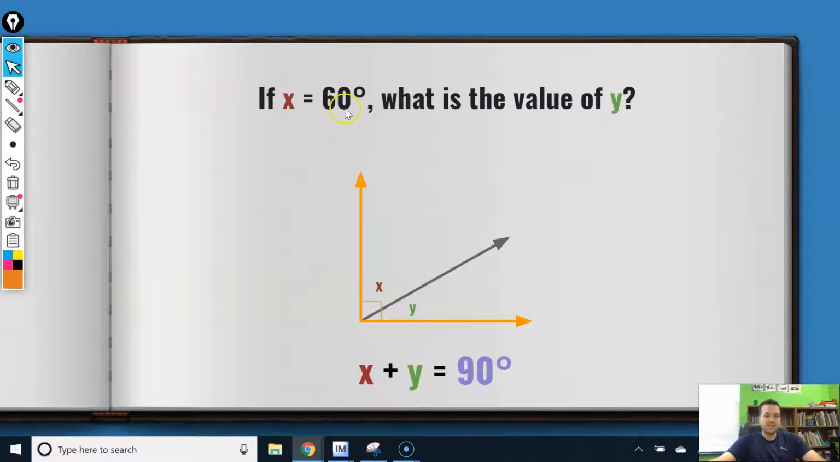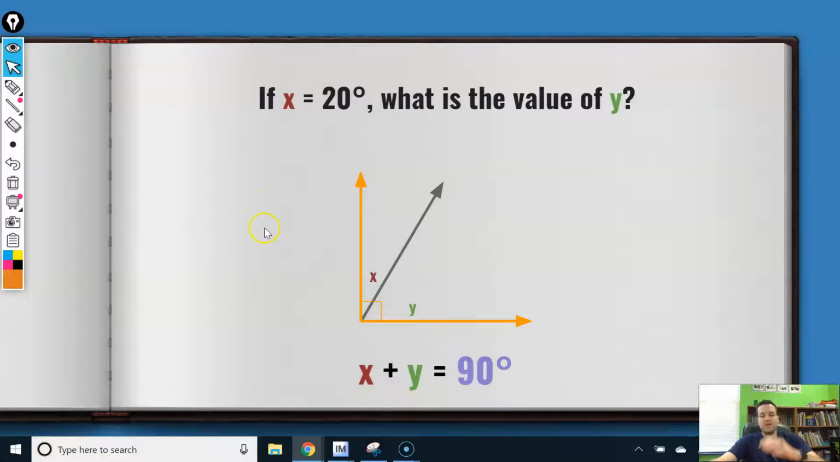So if x equals 60 degrees, what's the value of y? I actually gave this to you at the beginning of class, so let's just see if you were paying attention. Well, we know if this is 60 degrees, that this must be 30 degrees right here, angle y, because 60 plus 30 gives you 90.